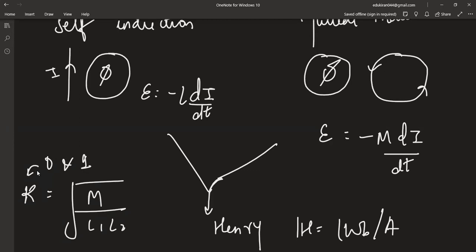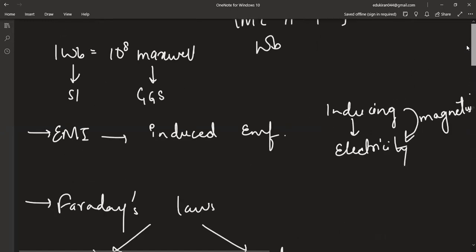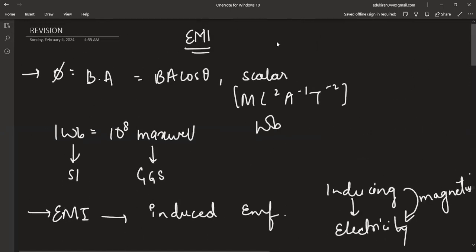All right, these were all the basics in your EMI. Again, I'm putting all the things. You can copy down anything if you want to copy anything. Then I'll start with the numericals.